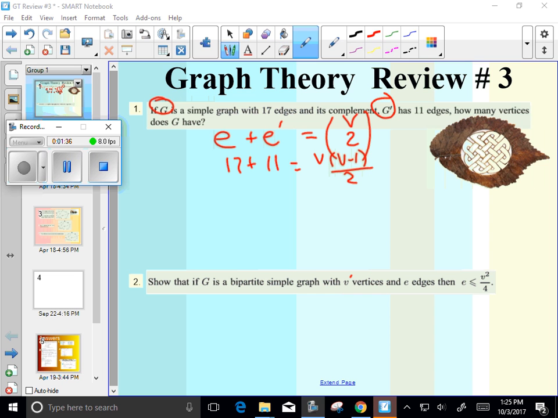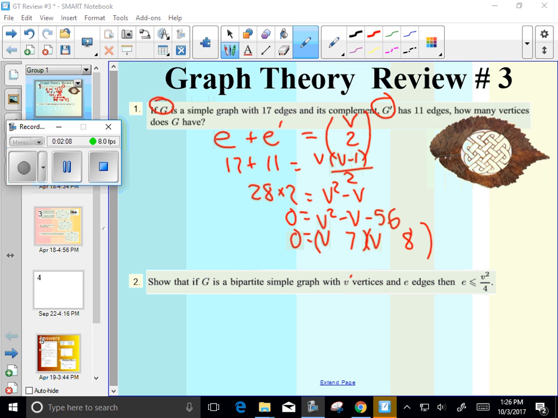All right, so then we're not done here. 28 times 2 is equal to V squared minus V. Put everything on the same side, you get V squared minus V minus 56. And this factors into what? By the way, 56 is the most common missed multiplication of all third graders. 56, oh yeah. 7 times 8, yeah. And by the way, we want a minus here, so this will be a minus 8 plus.